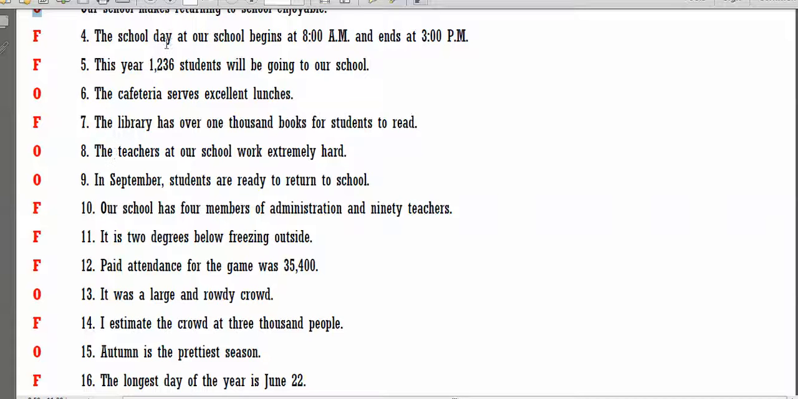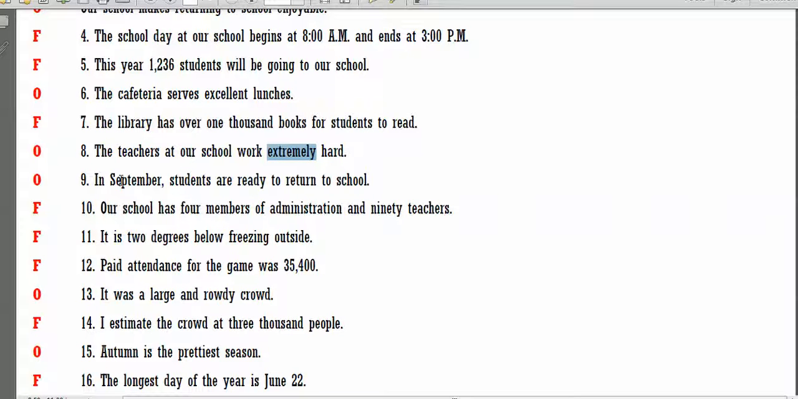For number 4, the school day at our school begins at 8 and 3. We could check this up. That's a fact. This year, 1,236 students will be going to our school. Fact. Opinion, the cafeteria serves excellent lunches. Although they may serve excellent lunches, somebody else could think that they may not serve excellent lunches. So excellent is kind of our key signal word to tell us this is an opinion. 7 is a fact. 8 is an opinion. Even though I do believe teachers work extremely hard, someone else may think that they're not working extremely hard.